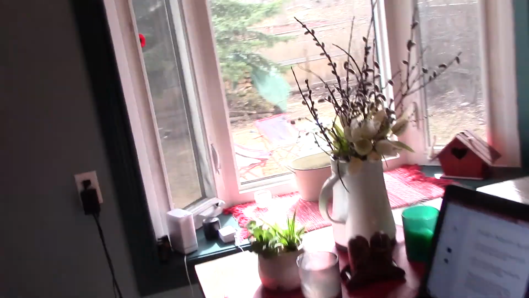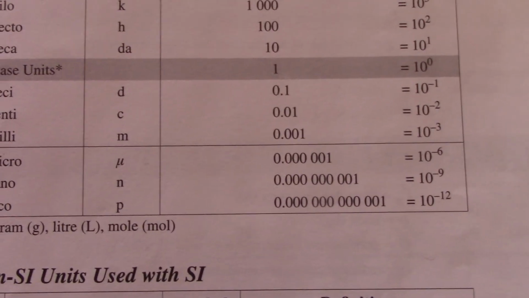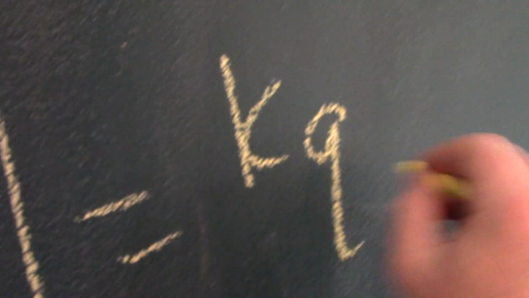Now, micro is mu, so you're going to see it like that. In your data booklet, there is micro right there. Micro is times 10 to the negative 6th. Okay, so electric field strength, right, is E equals kQ over r squared.